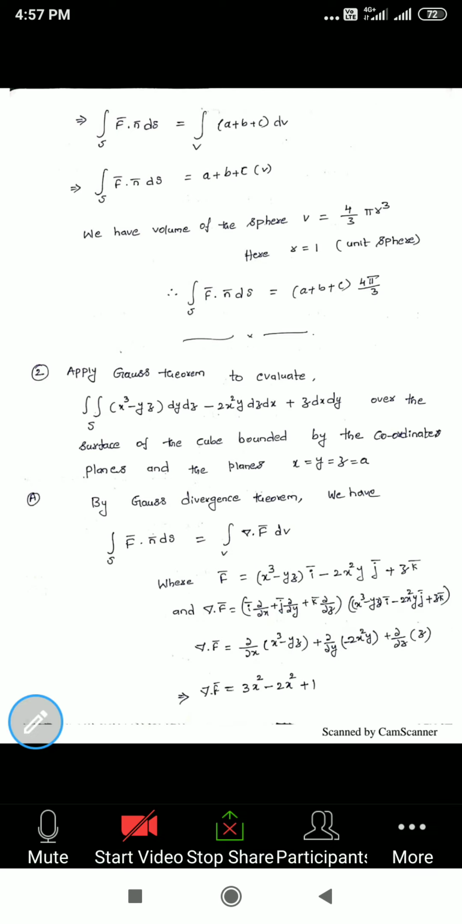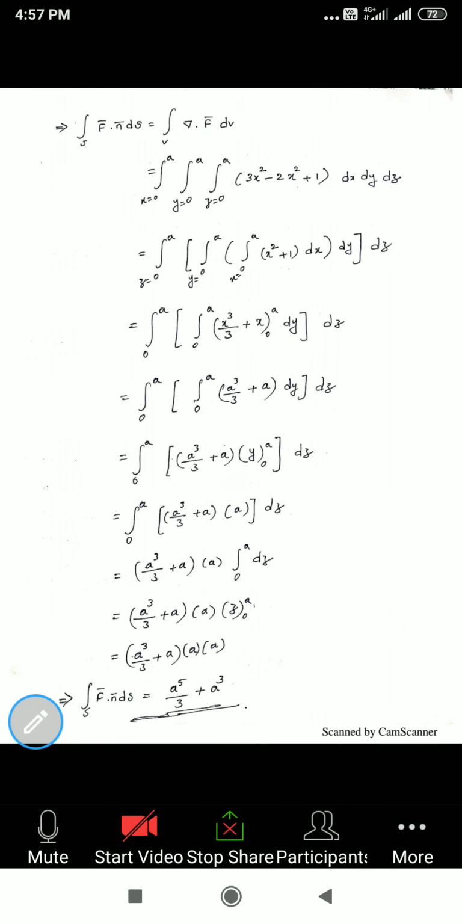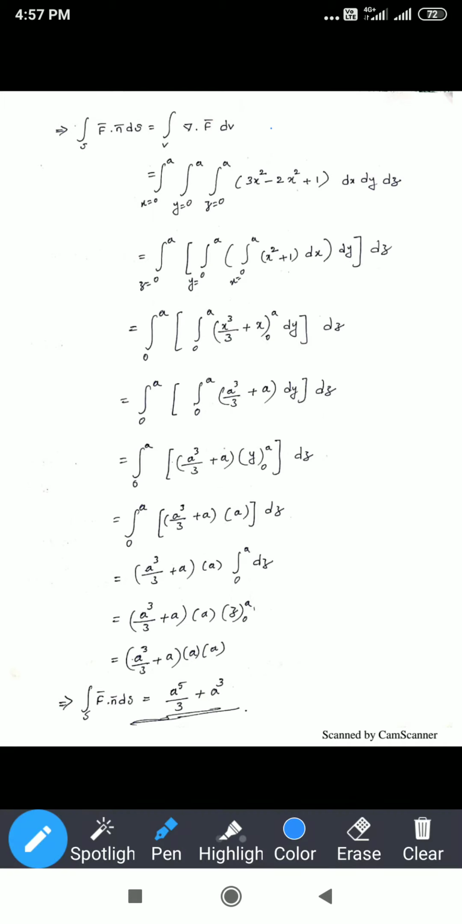So doing the simplification, come to the Gauss divergence theorem. Substituting the del dot f bar, you can get 3x square minus 2x square plus 1 dx dy dz. And come to the limits. They are given clearly in the question: coordinate planes and the planes x is equal to y is equal to z is equal to a. So the limits will be 0 to a for all the variables.